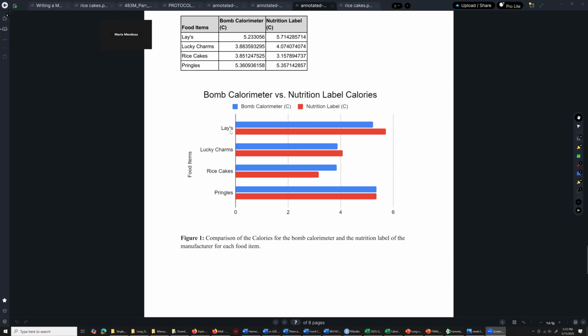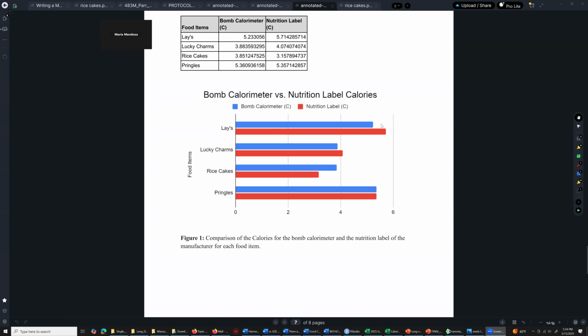They had Lay's, Lucky Charms, rice cakes, and Pringles, and on the x-axis we have 0 to 6. These are the number of calories. We know that Lucky Charms had about 4 calories. Last semester they calculated a little bit less than 4, but we actually calculated 4, so I think we were a little bit more accurate. That's cool.